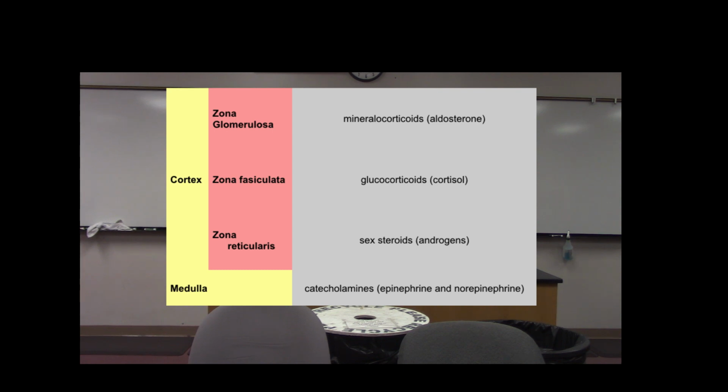So you might be able to remember it like this. This is salty, sweet, sex. Okay? That might help you to remember. So glomerulosa, fasciculata, reticularis: salty, sweet, sex.